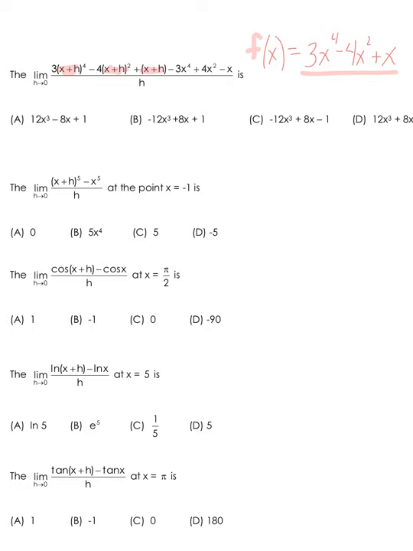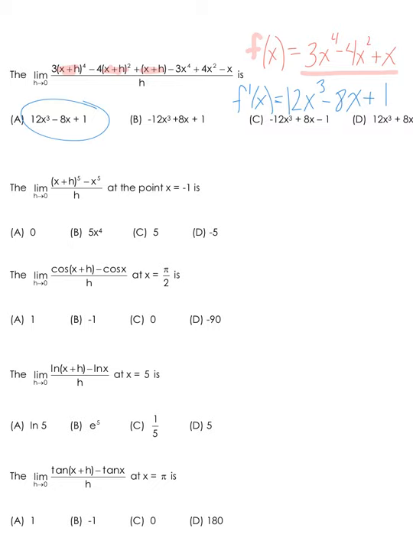My answer is going to be the derivative of that, because that's what this is, the definition of derivative. So now we already know how to do the power rule. 12x to the third minus 8x plus 1. That's what we're going to get for the derivative. I am seeing which choice that is. That is choice 1, or A, sorry.